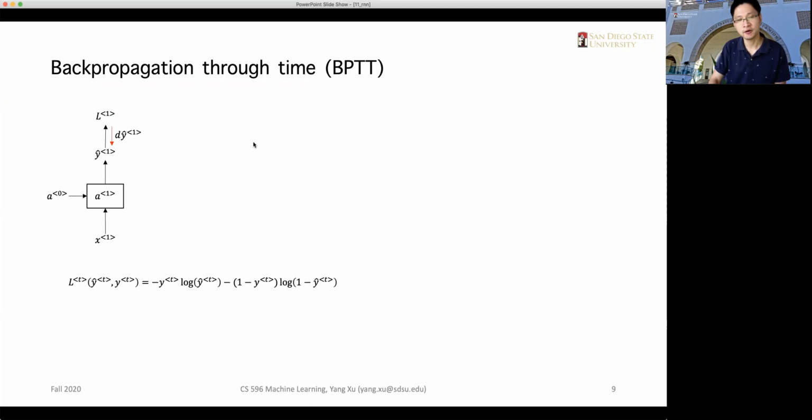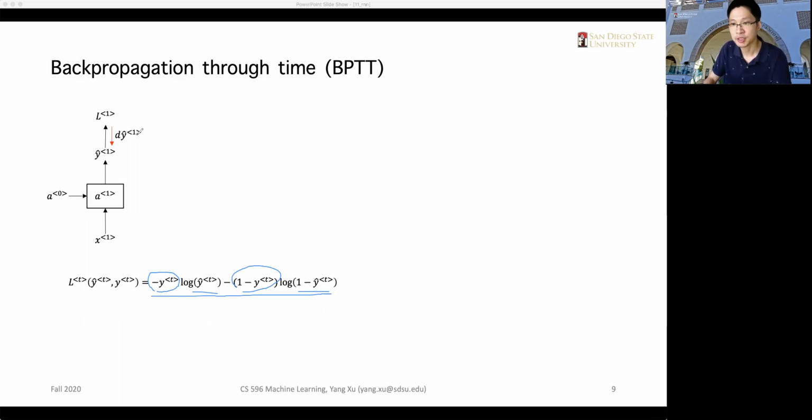So in the case of a binary classification, the loss function is in this form, right? Remember the loss function for a logistic regression? We have the ground truth y and the predictions y hat within a log function, okay? So this is the typical loss for a logistic regression.